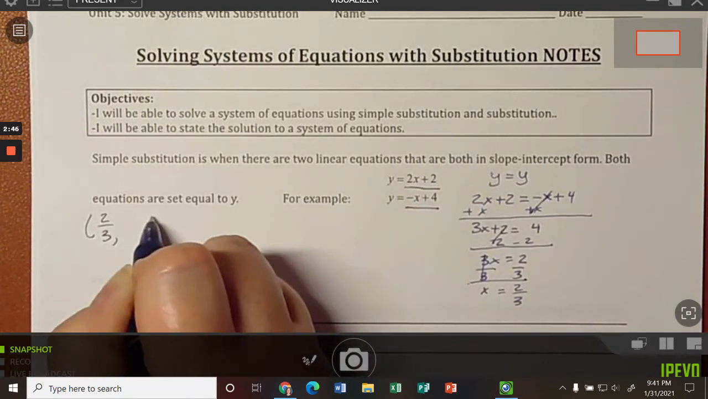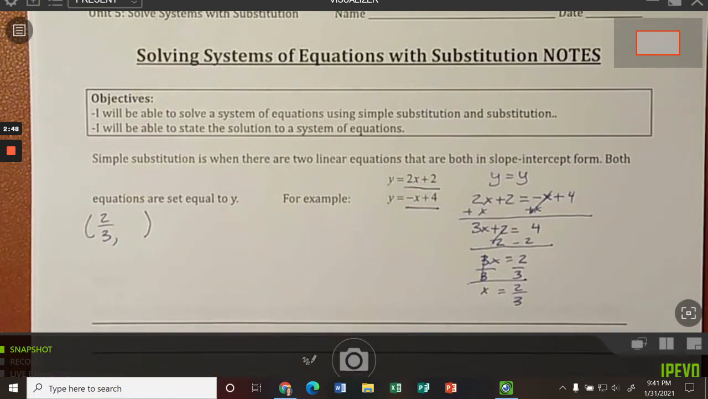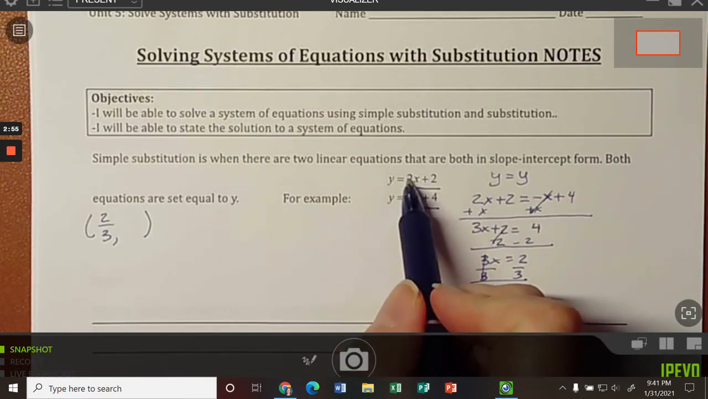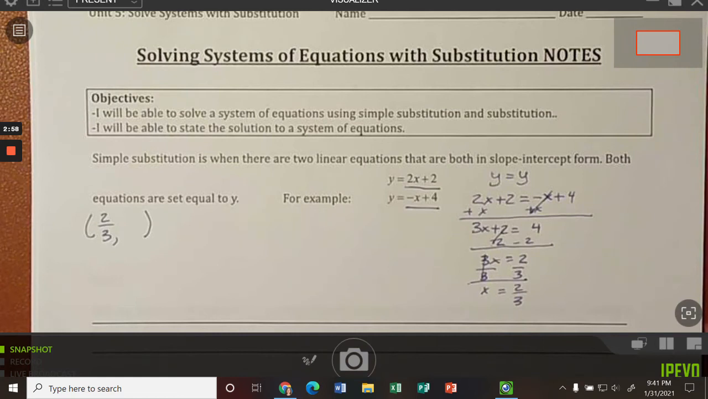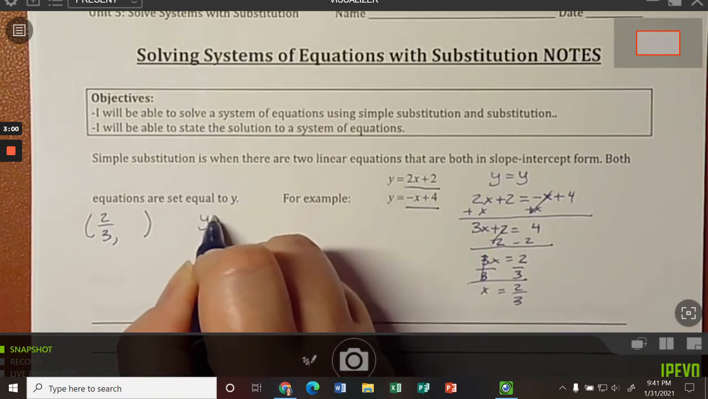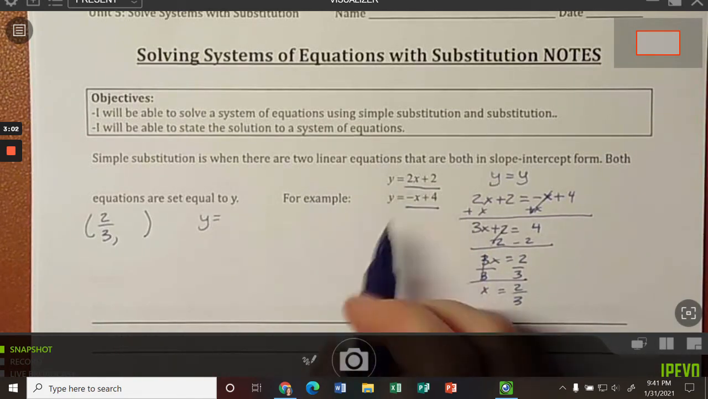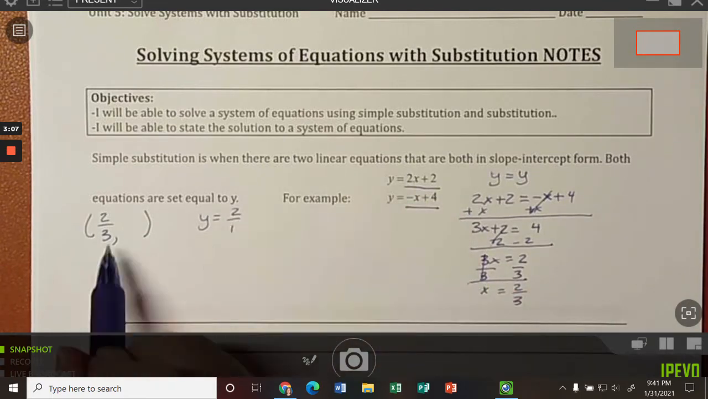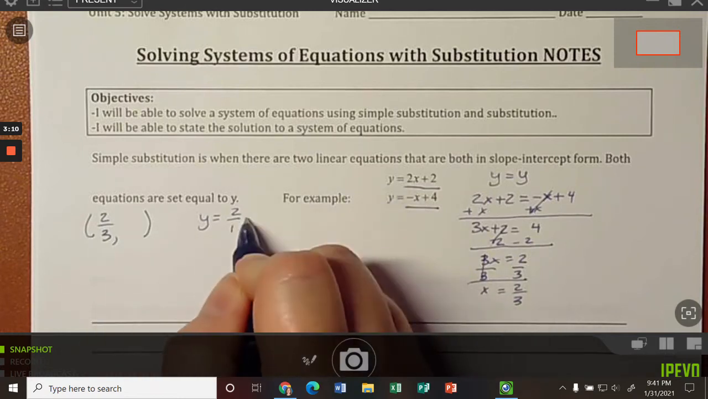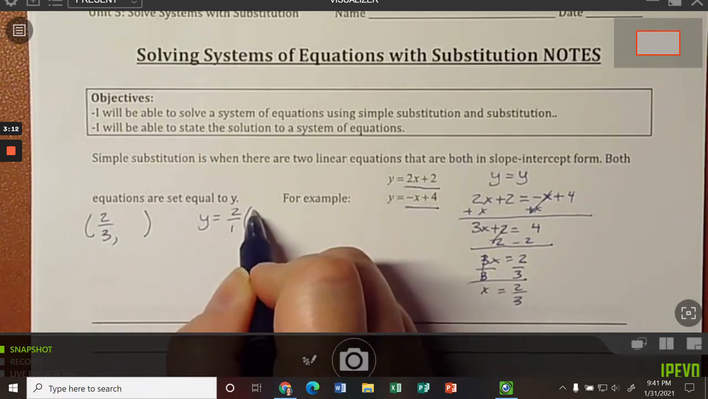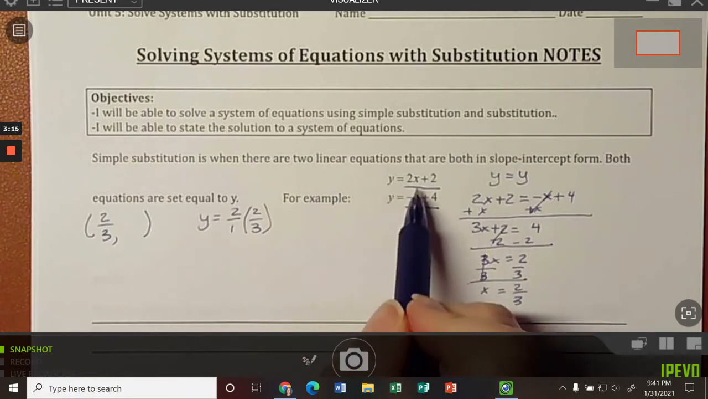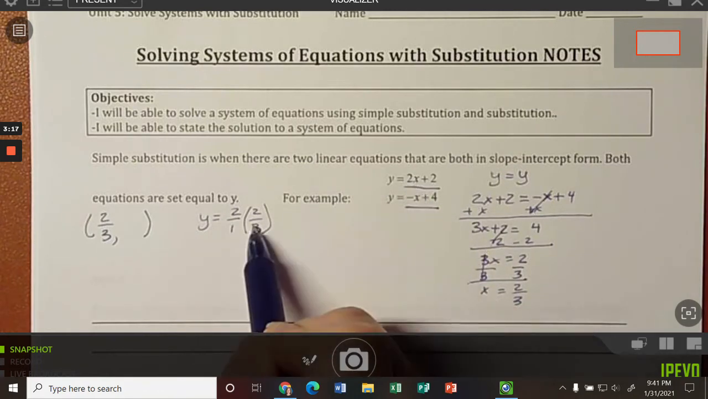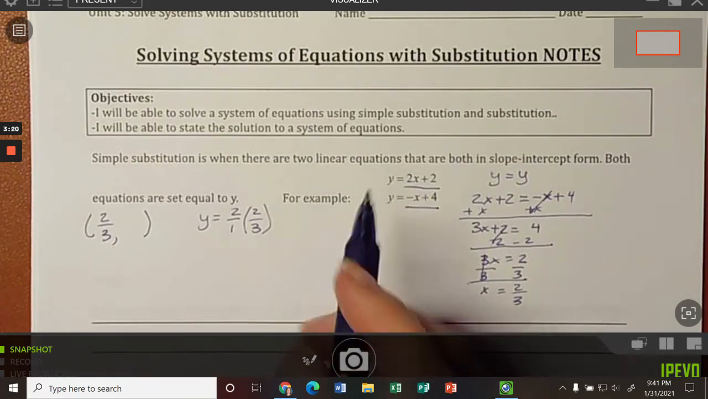the x value for my solution is 2/3, and then once I know the x value, I can substitute that into either equation and solve for the y value. So I'll just substitute it into the first equation. y is equal to 2x plus 2. So instead of saying 2 times x, I'm going to write the 2 as 2 over 1 because I see that x is a fraction. I'm going to multiply it times 2/3, because I just substituted in, instead of x, 2/3 because I know x equals 2/3, plus 2.